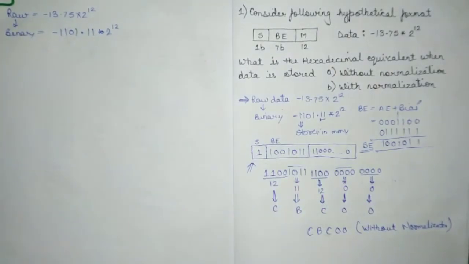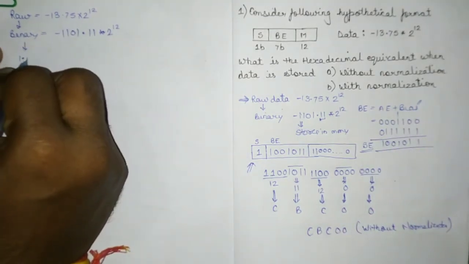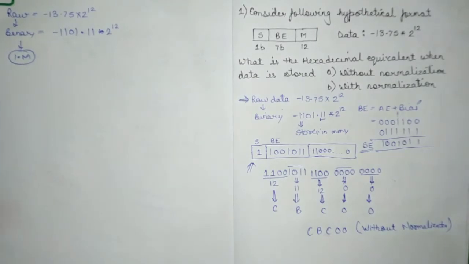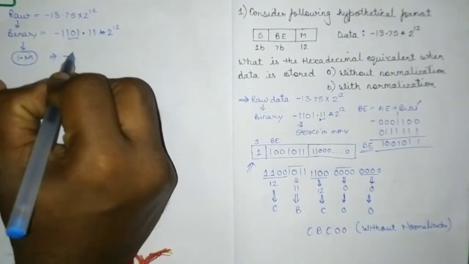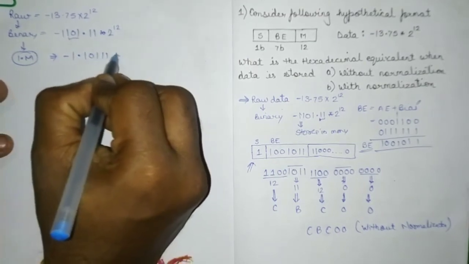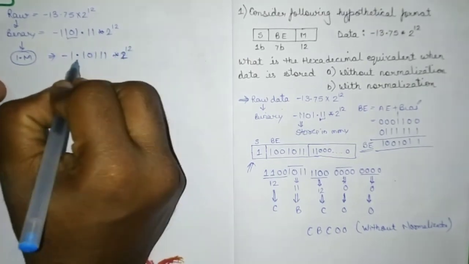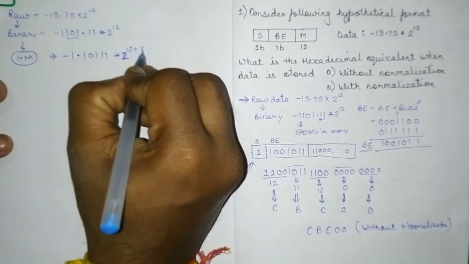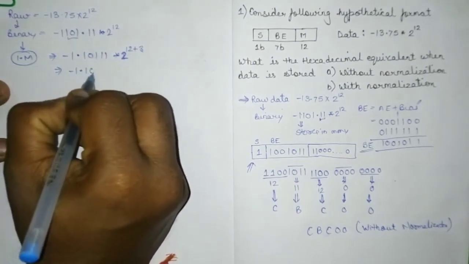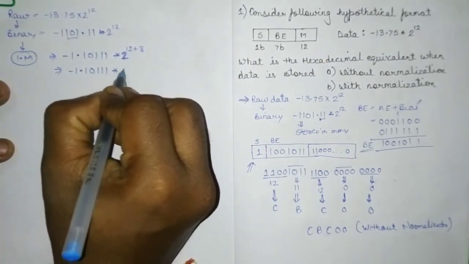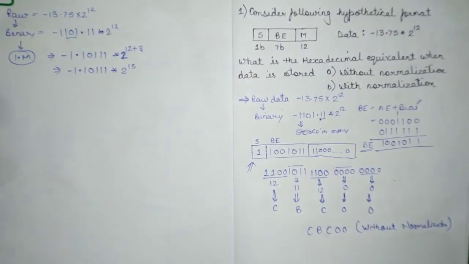So this is the same as the previous one, but now we have to perform the normalization. Performing the normalization means it should be in 1.m format, for that we have to do mantissa alignment. So we'll be shifting these three values to the right hand side. So it will be minus 1.10111 into 2 to the power 12 plus how many values we have shifted? 3 to the right. So 12 plus 3 will be 15. So final value is minus 1.10111 into 2 to the power 15. Now this value is ready to be stored in the actual format.